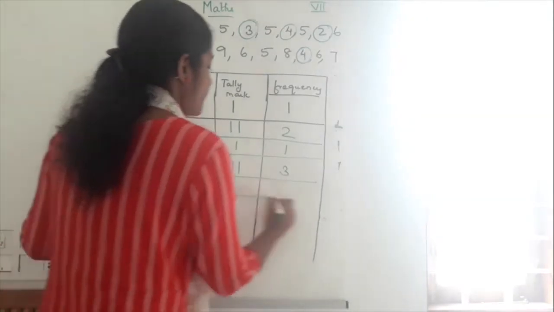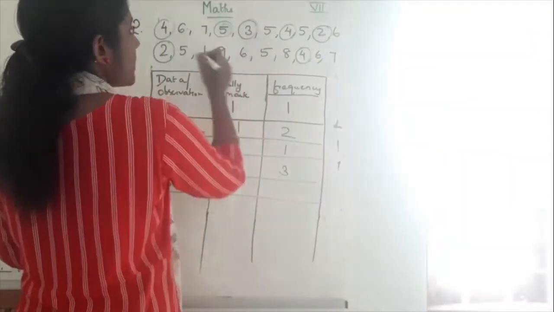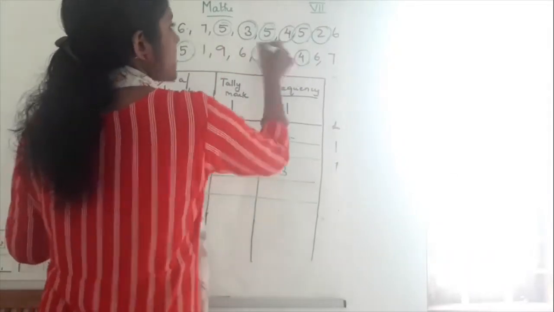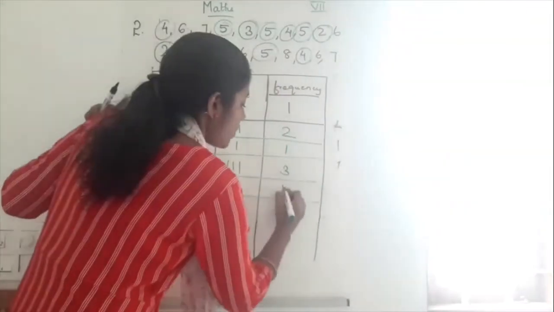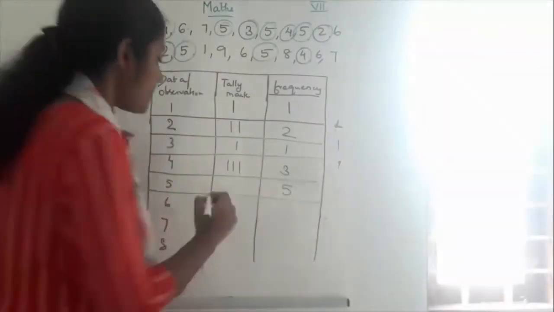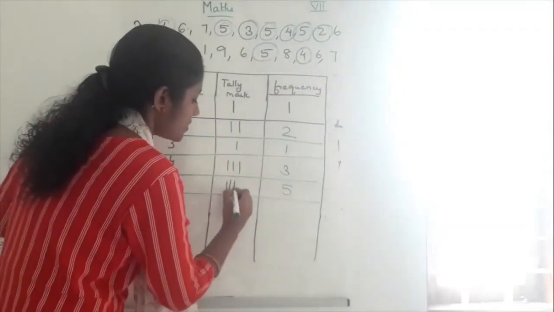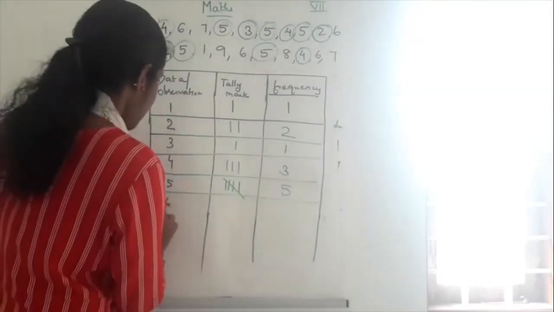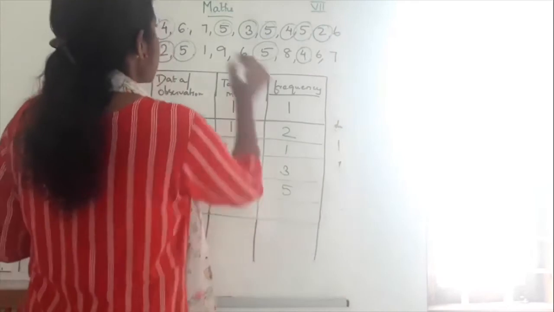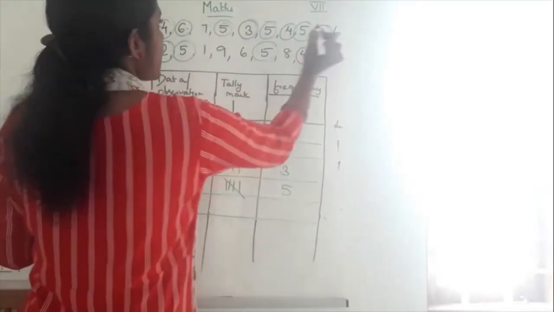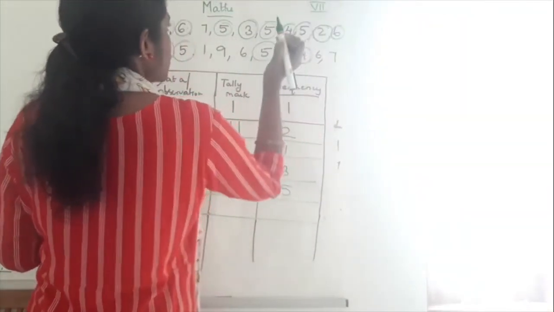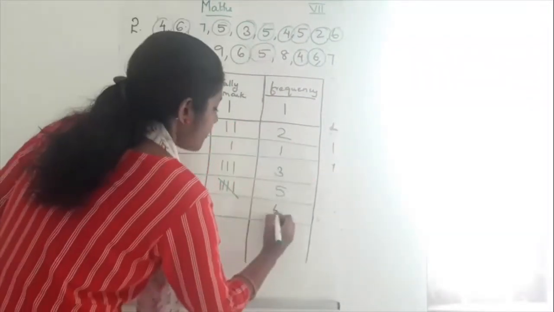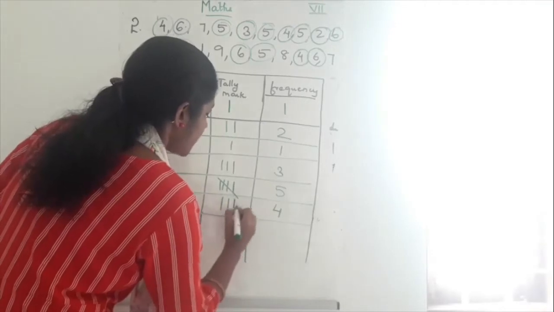Next one is 5. 5 it occurs for 1, 2, 3, 4, 5. So be careful, frequency is 5. When you draw the tally mark, be careful. 1, 2, 3, 4, 5 is cross cut here. Okay. Next 6. 6 it occurs for 1, 2, 3, 4. So it is 4. Draw 1, 2, 3, 4.